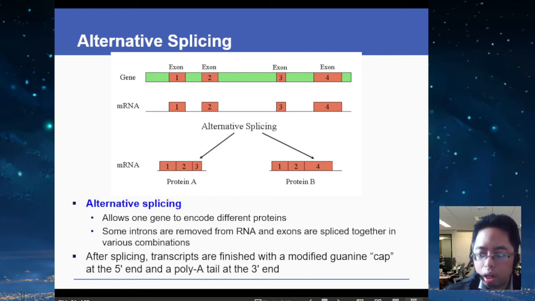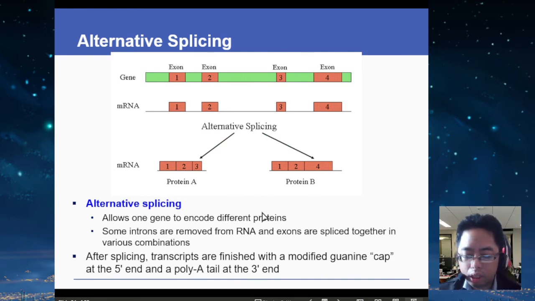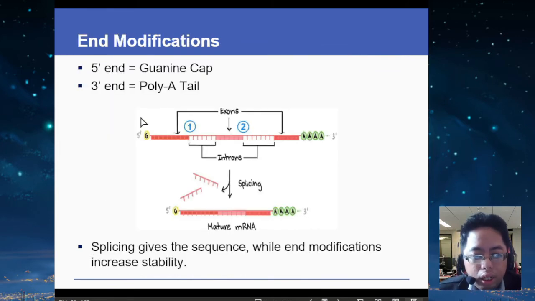But if you read chapters 1 to 4, you skip 3, and then you go, okay, I can make a cake from this, and then you make another different cake, right? So that's how it happens. Because of alternative splicing, it can create different proteins. After splicing, transcripts are finished with the modified guanine cap at the 5' end and poly A tail at the 3' end. So splicing gives the sequence, and modifications increase stability, so it will not break.